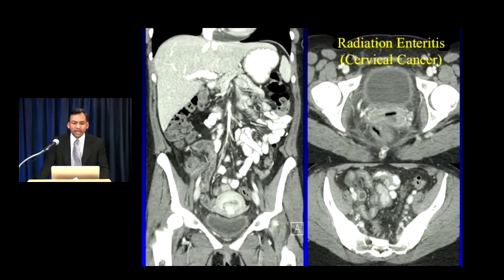Here's another example, again, radiation enteritis after cervical cancer. Notice that not only is the small bowel in the deep pelvis involved, but so is the bladder and the rectum. This patient has radiation cystitis. Notice that thickening and inflammation of the bladder. Radiation proctitis. Notice the thickening and inflammation of the rectum. And most importantly, only the small bowel in the pelvis is affected. The more superior small bowel looks completely normal.